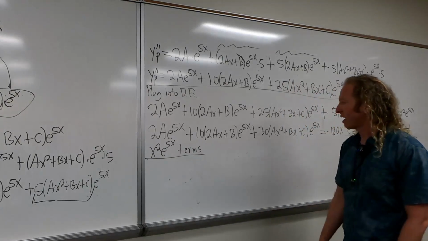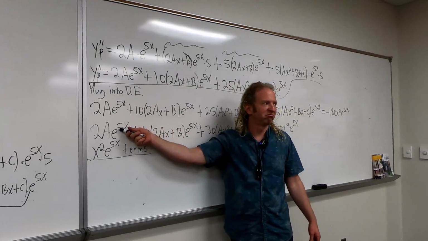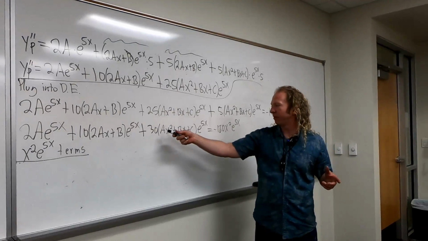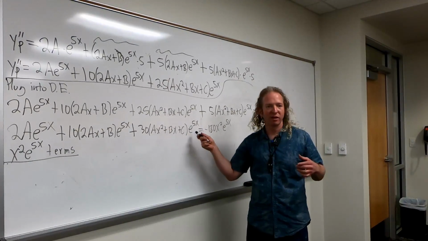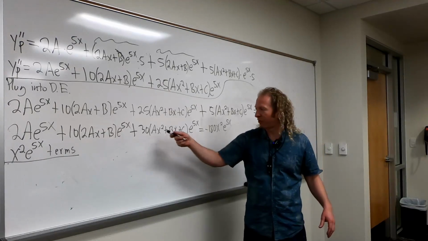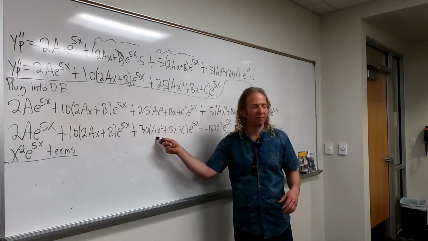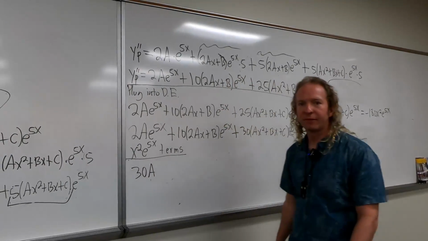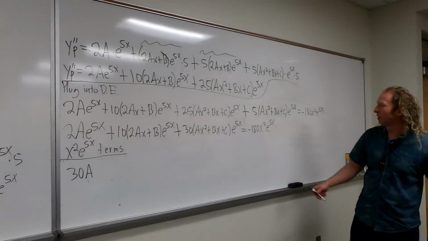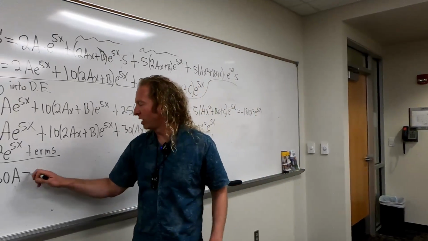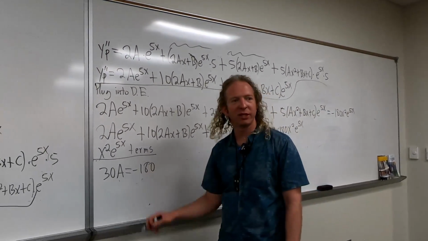So let's see, where do we have those? There's none here. There's none here. I think there's some here, right? 30ax squared e to the 5x. So 30a. That's the only one. What should that be equal to? Negative 180. That feels really good, doesn't it? Like it worked out really nice.